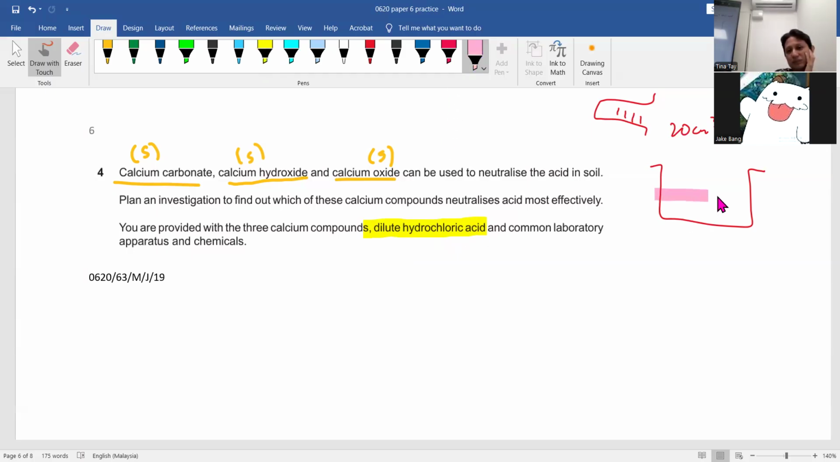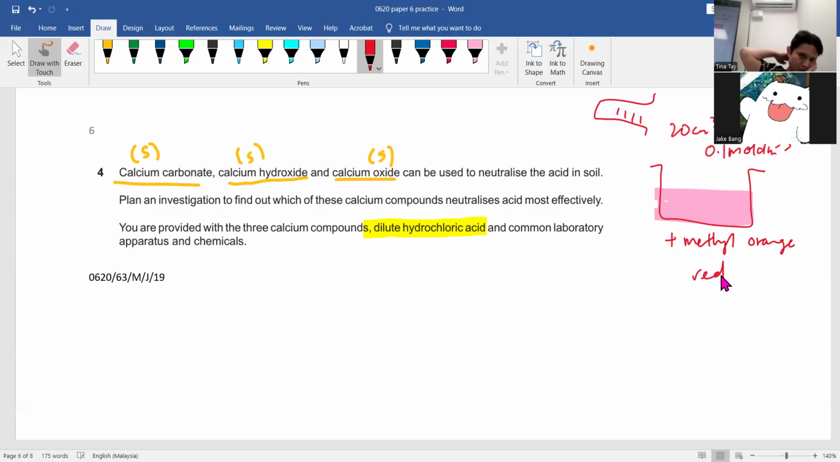Okay, so I put 20 centimeter cube of hydrochloric acid, and you must use the same concentration. Always write it down. It makes you look smarter. Okay? And you add indicator. What indicator should you write? You can add methyl orange. So it'll be red.